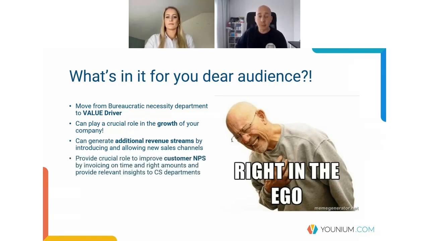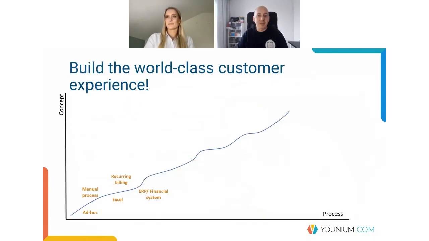You provide a crucial role to improve the customer net promoter score as well, because you're always invoicing right on time as agreed from the very first quote. Also not unimportant, because this is usually a big frustration for many customers that get wrong invoices. You don't want to check those things. And of course, it's a bit vague, but it's also very true. You better spot threats and opportunities ahead. So then last is the world-class customer experience.